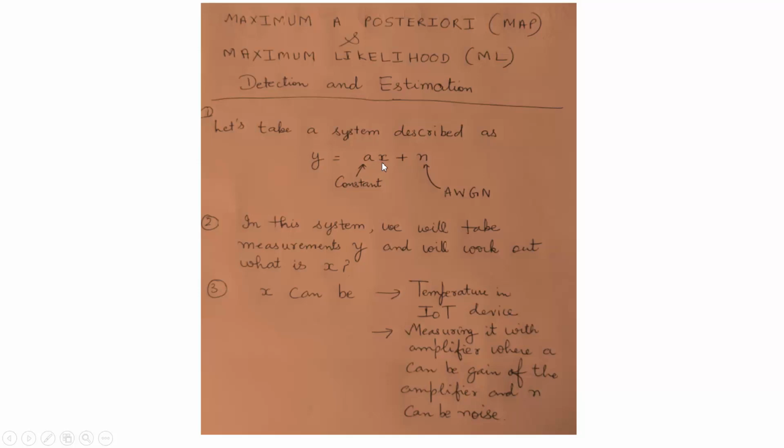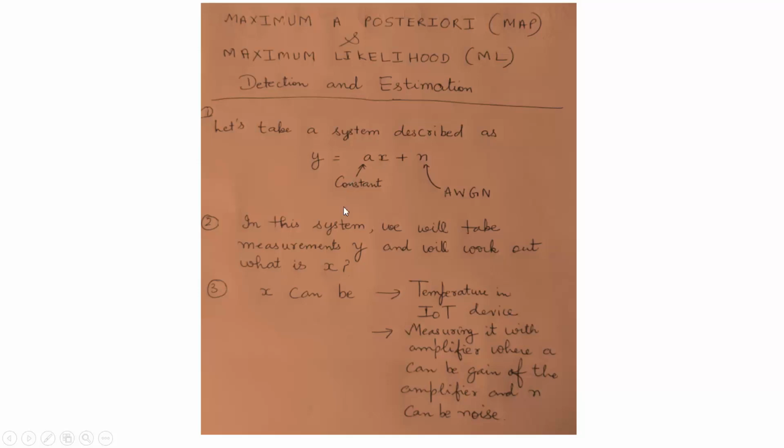where x is some quantity which we need to actually estimate, y is the measurement done, a is some constant, and n is noise, which for the sake of simplicity we will assume is AWGN, additive white Gaussian noise. So in this system, we will take measurements. We will take the measurements of y, and we'll work out what is x.